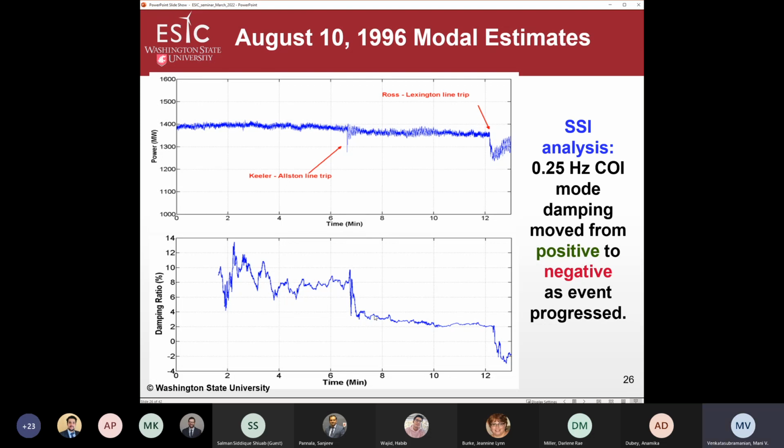So the good news is we have tools available today that could have predicted the presence of poorly damped system conditions well before the system collapsed. So we had about 5 minutes when the system was operating under poorly damped conditions. So 5 minutes, possibly the operators could have taken some corrective action, such as changing some tie line flows, and that could have prevented the consequences.